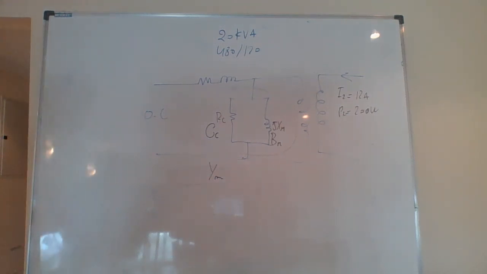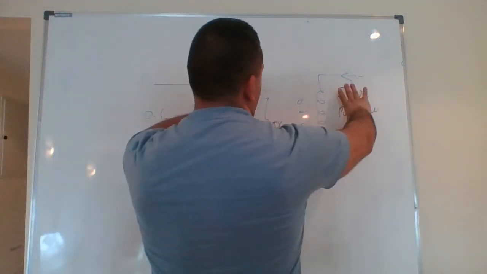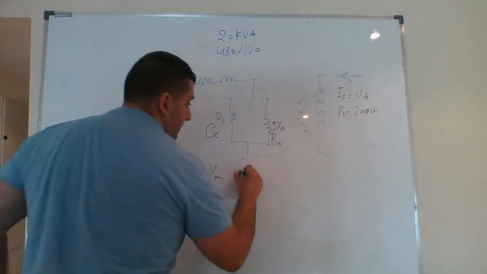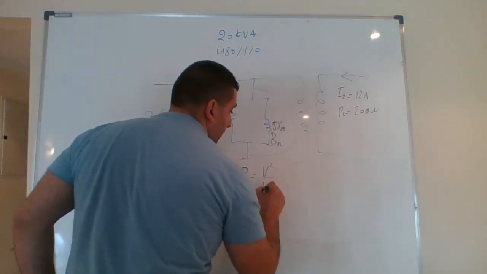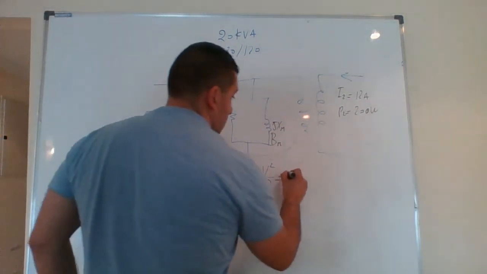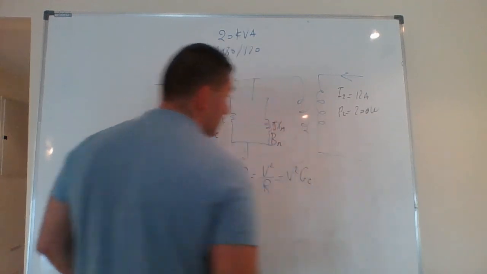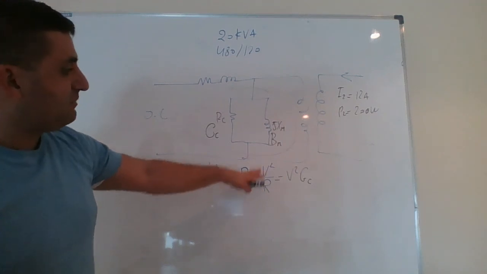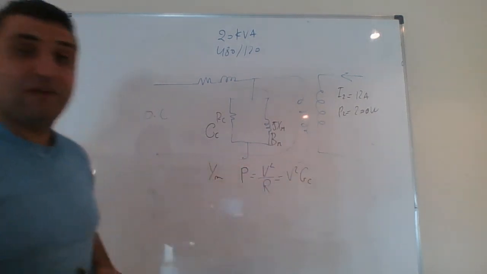So from the first one, I have them in parallel. This and this are in parallel, so they share the same voltage, isn't it? So now I apply the power, P, which is equal to V squared over R. If you remember these equations. Is that clear? Because now I'm using GC, it's equal to V squared times GC. All I'm doing here is using the admittance, which is 1 over the resistance. That's why I use this value.